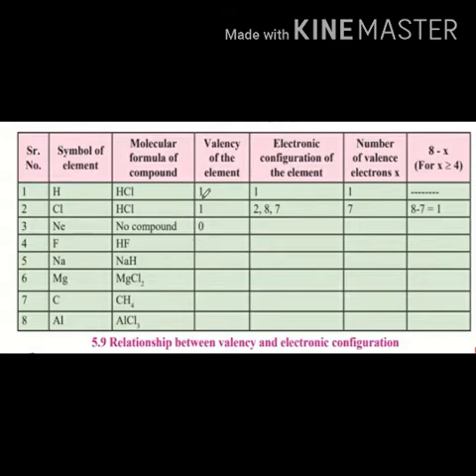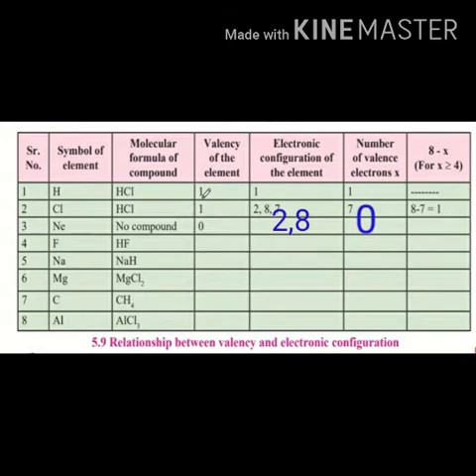Next is neon. Neon does not combine with any atom and so its valency is 0. Electronic configuration of neon is 2, 8. Number of valence electrons is 0 as the octet is complete there.